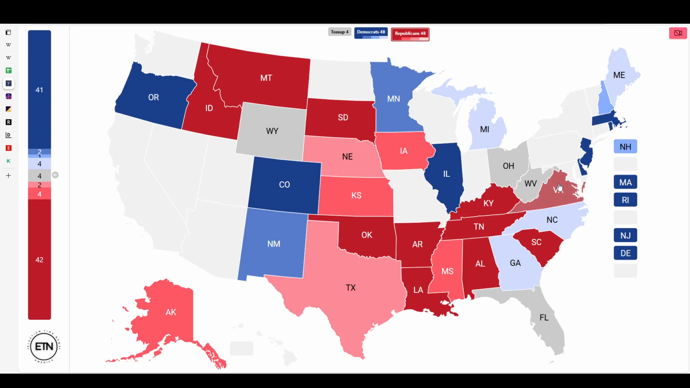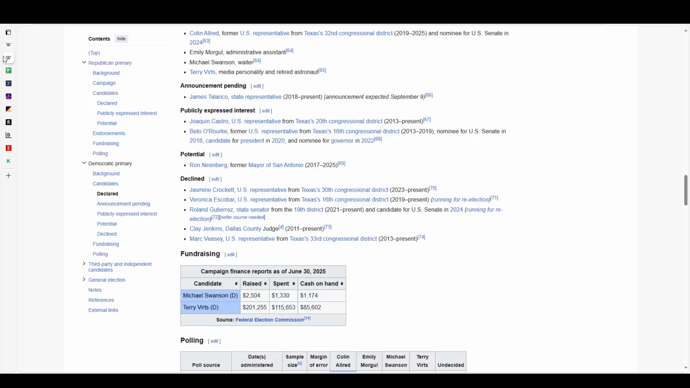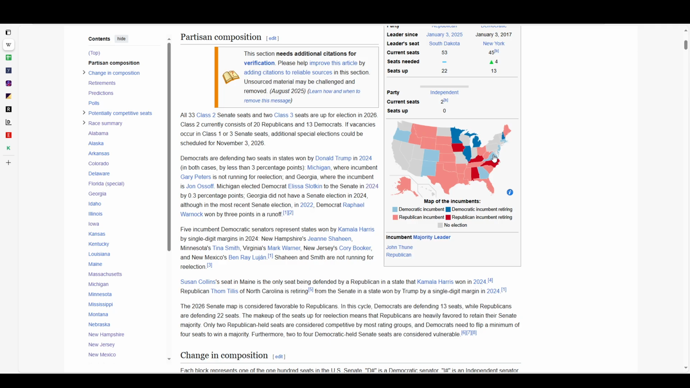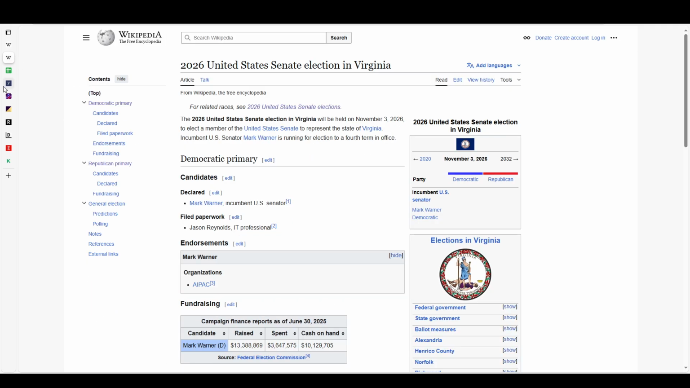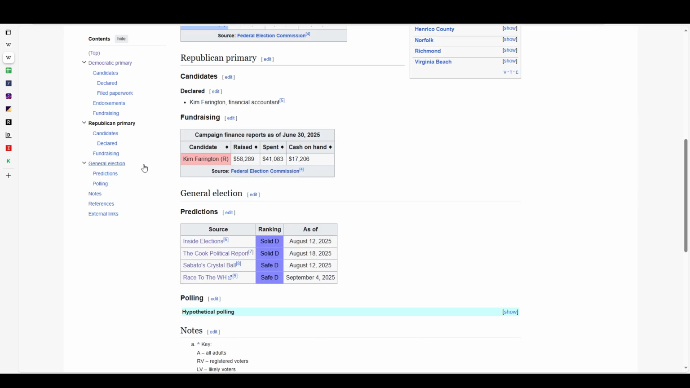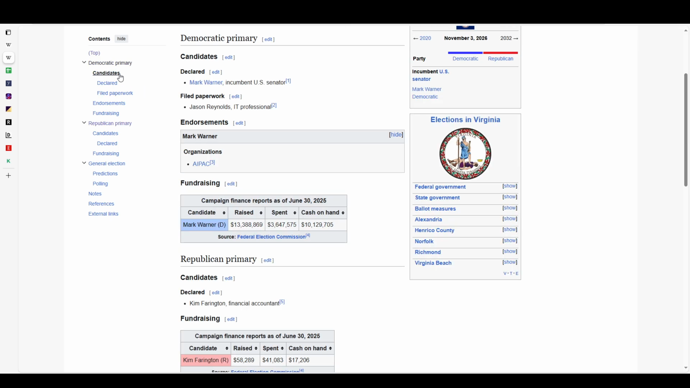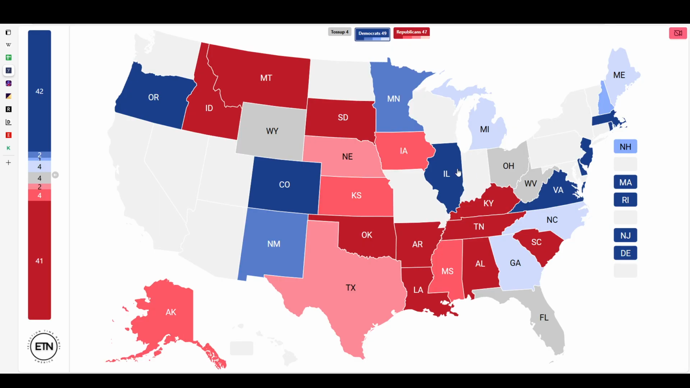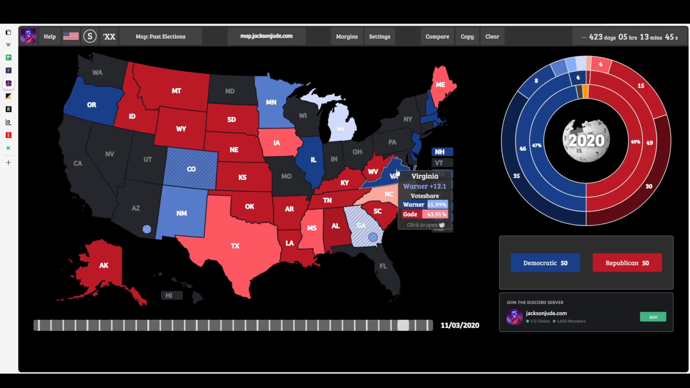In Virginia, we have the incumbent Mark Warner. He's a strong overperformer. He actually overperformed by 2 points compared to Joe Biden with his historic 10-point win in the state of Virginia. Kim Farrington is the Republican. That's basically it. All four actually have it as safe Democrat, which is something you generally don't see in the state of Virginia very much. But there it is, 12 points.